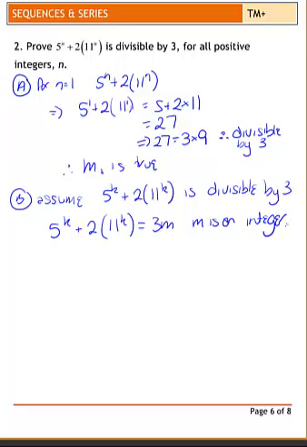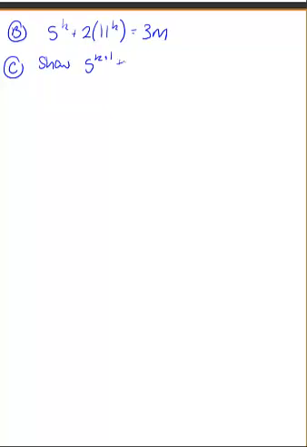Okay, if it has to be divided by 3, then I have to have it as 3m. So therefore, assume m to the k is true. Okay, now I'm going to move on to a new page for step C. So step B was 5 to the k plus 2 bracket 11 to the k equals 3m. So step C is show that 5 to the k plus 1 plus 2 lots of 11 to the k plus 1 is divisible by 3.